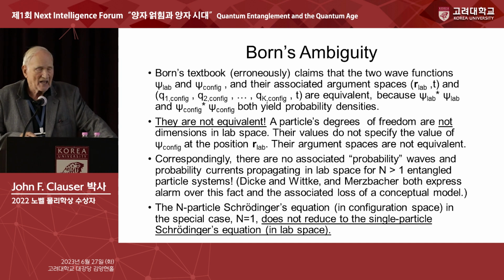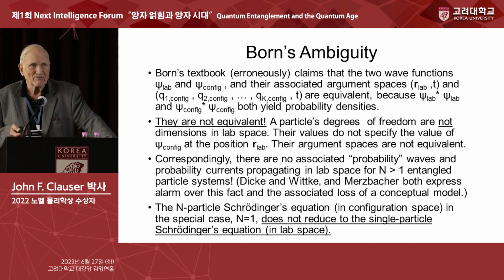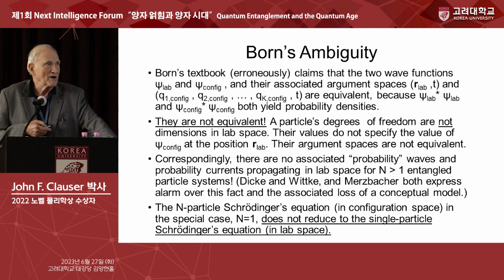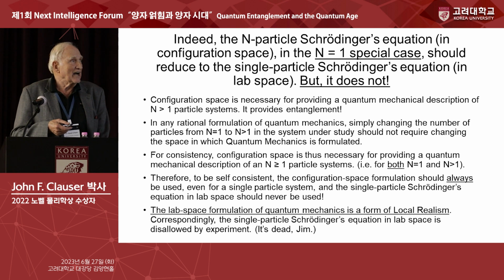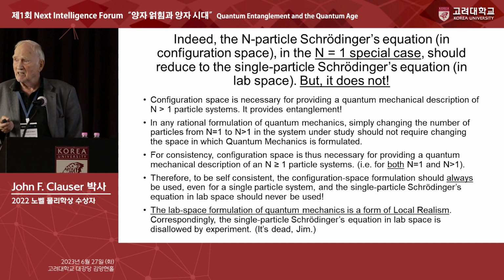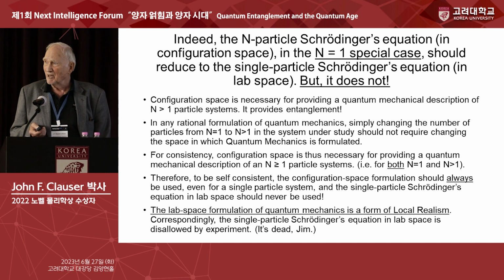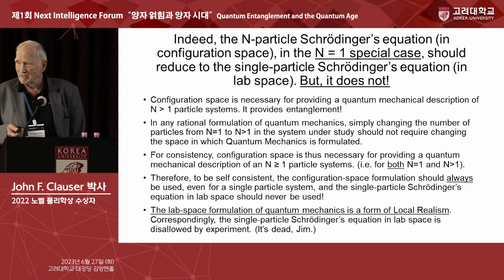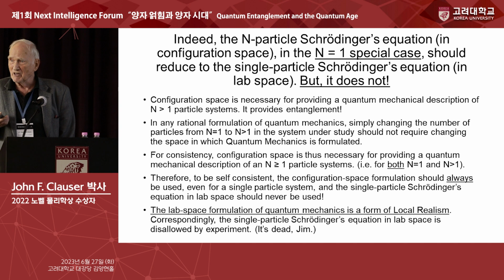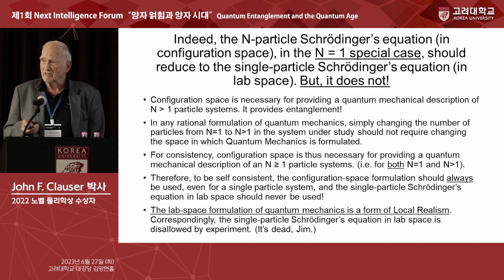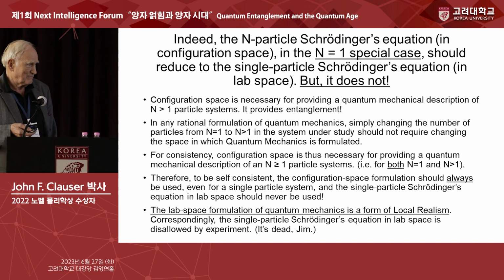And importantly, the n-particle Schrodinger's equation in configuration space does not reduce to the single particle wave function. It should, but it doesn't. Okay, but we have got to have it, because you need configuration space in order to get entanglement. We know that now, especially with the Bell's theorem tests, that it's absolutely necessary. But if you want to be consistent, then if you let n equal 1 for an n-particle system, you've got to have your wave function still stay in the configuration space.